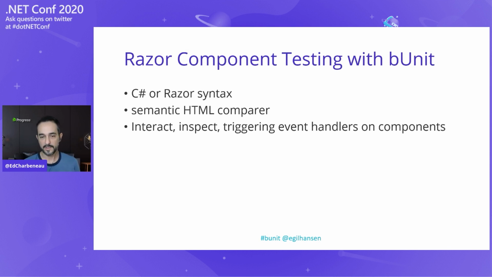So when we write our unit test for our component, we might render some markup, and we want to make sure that markup is correct. But we don't want to be bothered with things that don't really affect how that component gets rendered in the browsers, things such as white space or the order of class attributes that are attached to that. So we get some added benefit here. We're not doing a straight string-to-string comparison. We have this smart semantic HTML comparer. Another thing is we can interact, inspect, and trigger event handlers in components. So we have the life cycle of the component understood by the test framework.